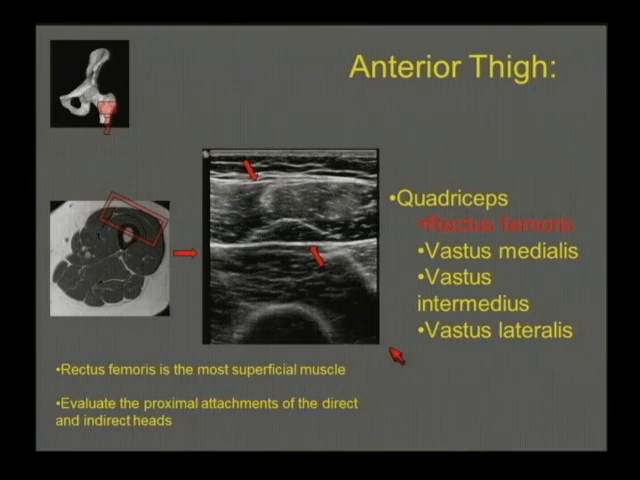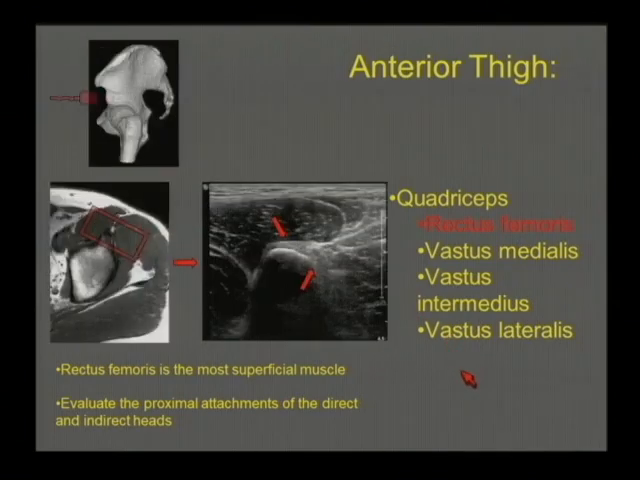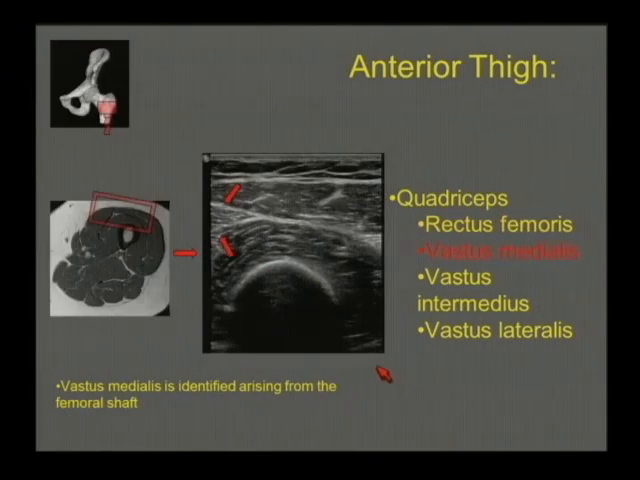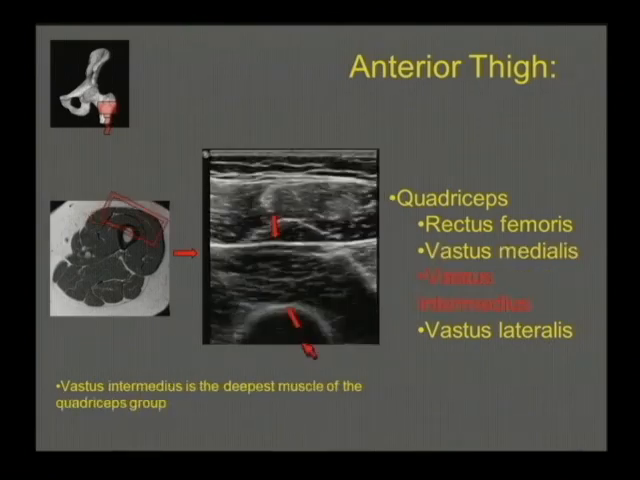So rectus femoris we already detected at its origin, superior to the hip. As we follow that muscle down into the anterior thigh, it's the most superficial of the quadriceps muscle group outlined here. Again, if you're starting in the thigh, you want to follow that all the way up to its proximal origin at the anterior inferior iliac spine. Vastus medialis originates from the femur. It's obviously a little bit more medial, deep to the rectus femoris, and we want to evaluate that structure.